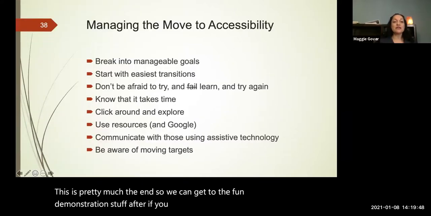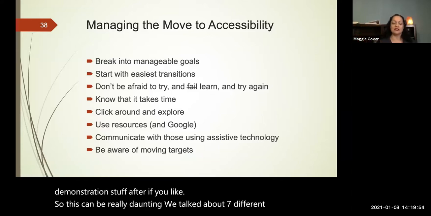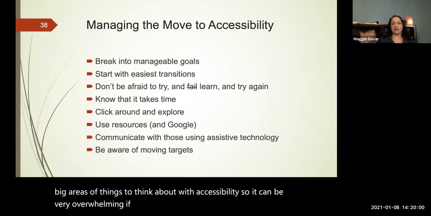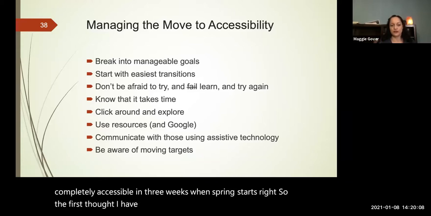So this can be really daunting. We talked about 7 different really big areas of things to think about with accessibility. So it can be very overwhelming if you're thinking, I'm going to be completely accessible in 3 weeks when spring starts, right? So the first thought I have is try to break this into manageable goals, right?